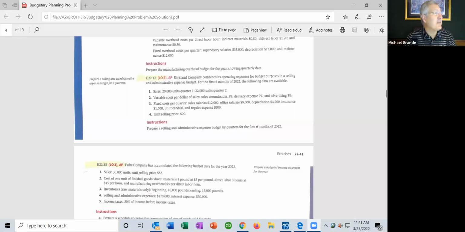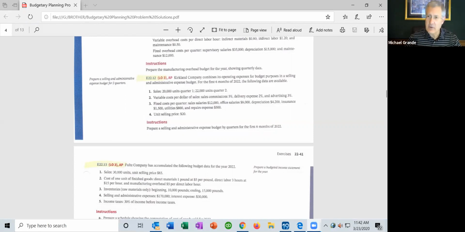Item three, fixed costs per quarter. Sales salaries, 12,000, office salaries, 8,000, depreciation expense, 4,200, insurance, 1,500, utilities, 800, repairs expense, $500. If you add all those costs up, it's $27,000. Just like manufacturing overhead, selling and administrative expenses are a mixed cost, which include both variable and fixed cost. We've talked about that in previous chapters.